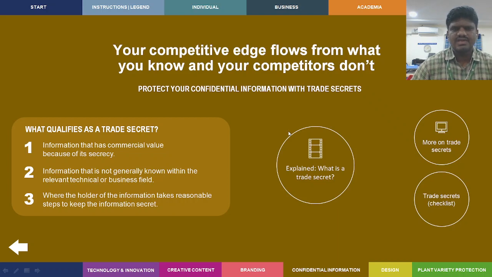Under intellectual property rights, they can do some certification in the form of trade secrets. Second, information that is not generally known within the relevant technical or business field. Third, the holders of the information take reasonable steps to keep the information secret. These things they will take care of once you register confidential information under trade secret.